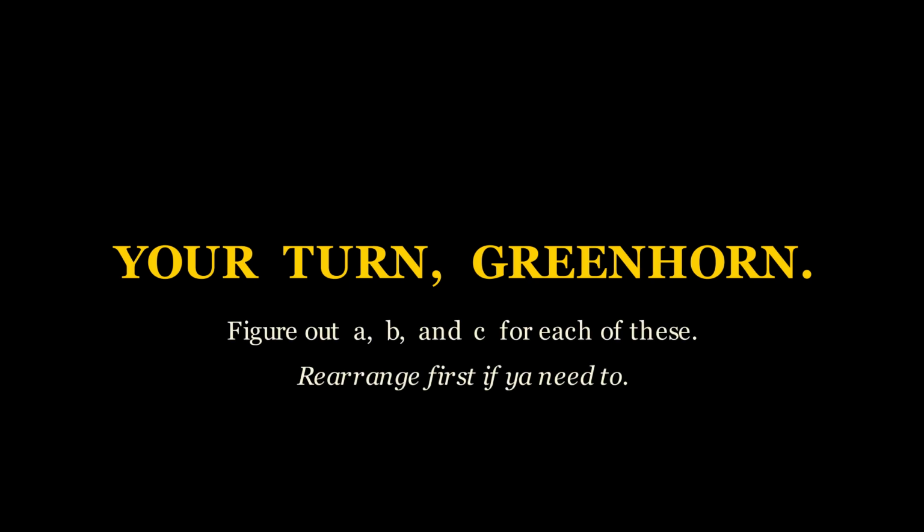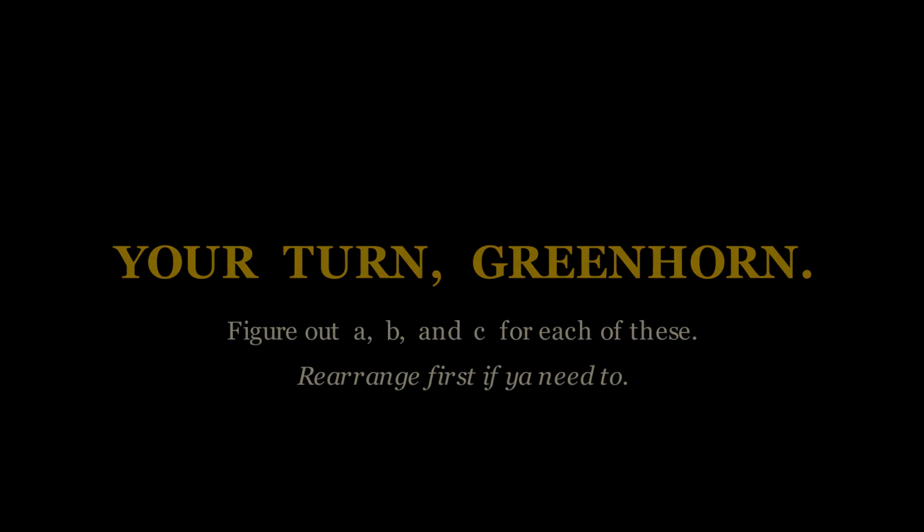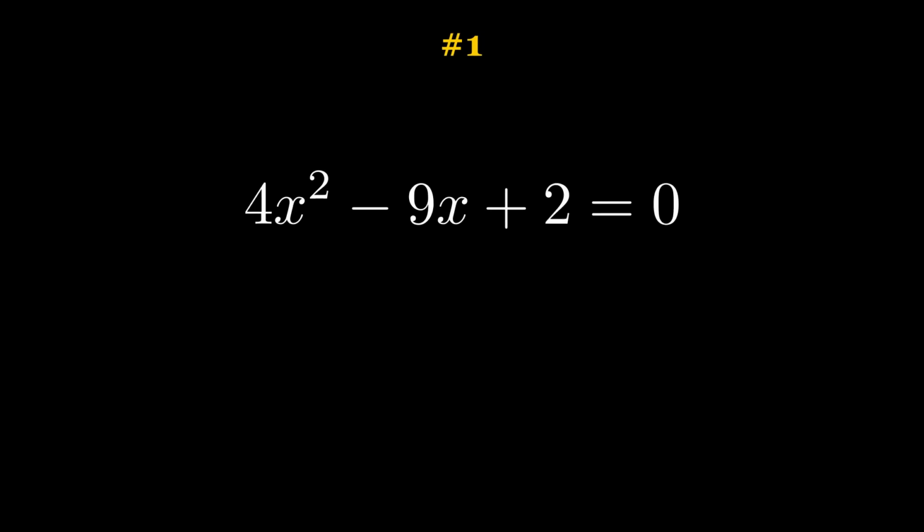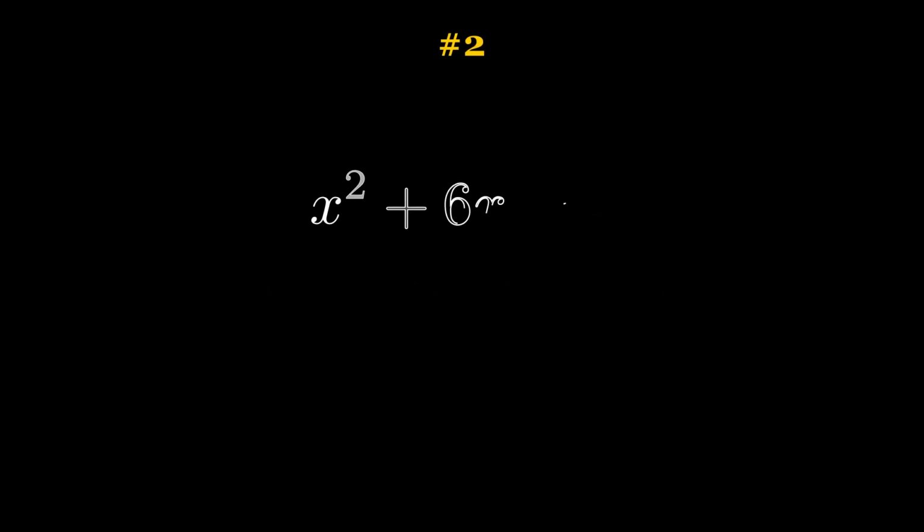Now, before I let you ride off, let's see if any of it's stuck. Your turn, Greenhorn. Figure out A, B, and C for each of these. Rearrange first if you need to. Don't forget to pause between tasks. Number 1. 4x squared minus 9x plus 2 equals 0. Number 2. X squared plus 6x equals 0.